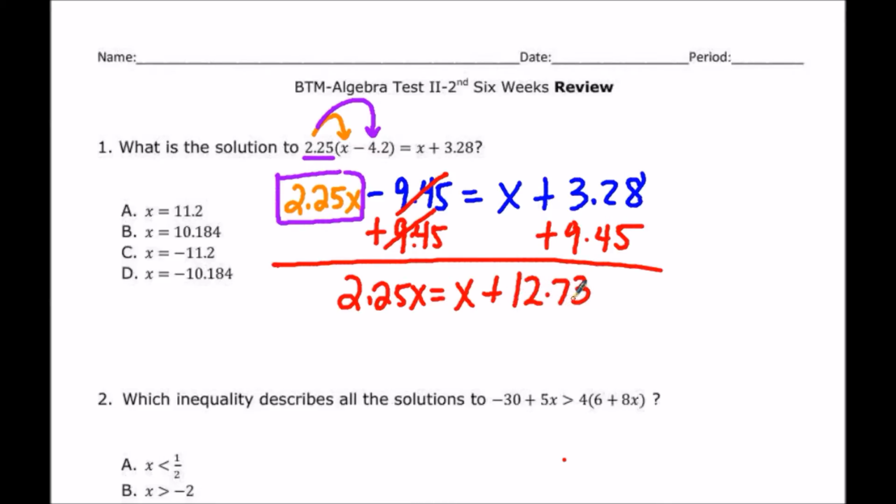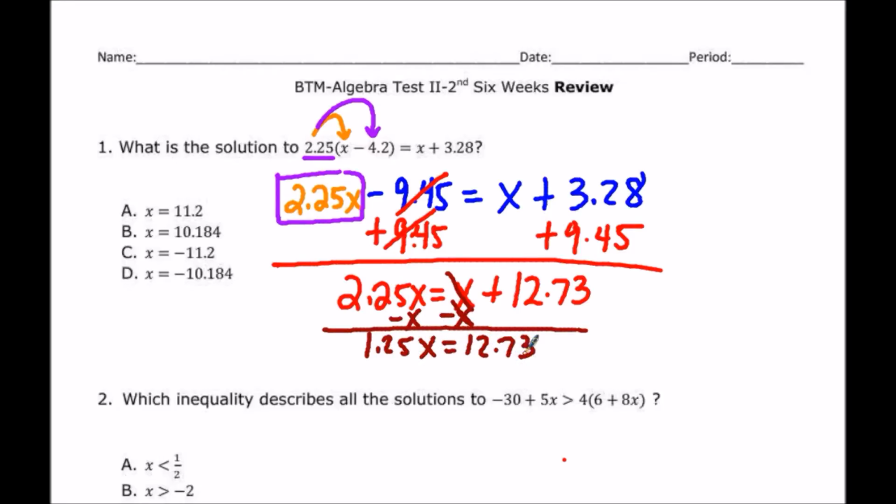But I'm not done, folks, because we've got to do a couple more things. We still have to get all the x's on the same side. So in this case, I have the positive x, so subtract x. And because that's 1x, this one should be very easy. 2.25 minus 1 should be 1.25x equals 12.73.